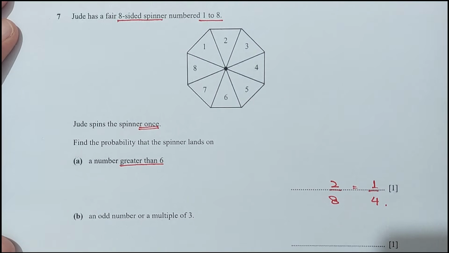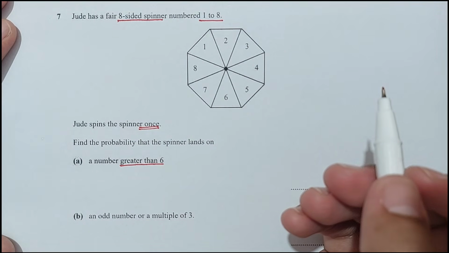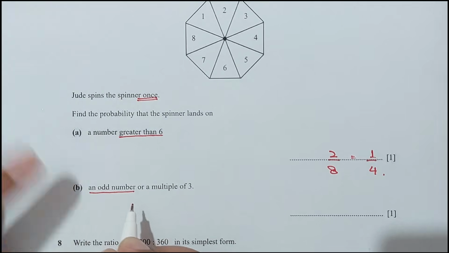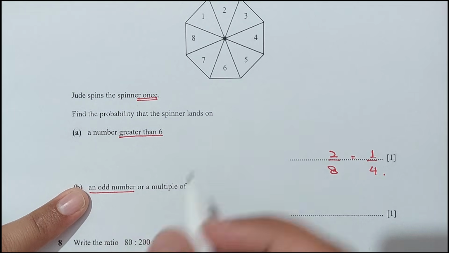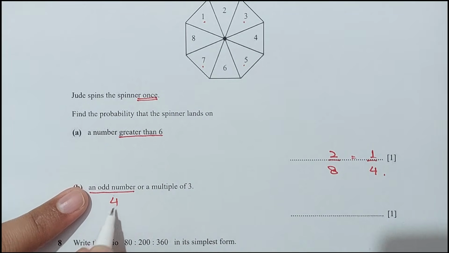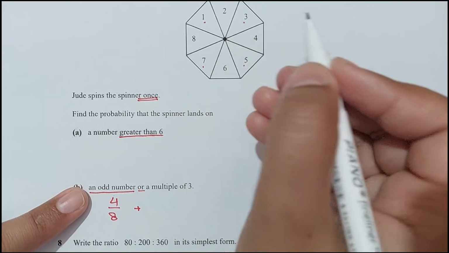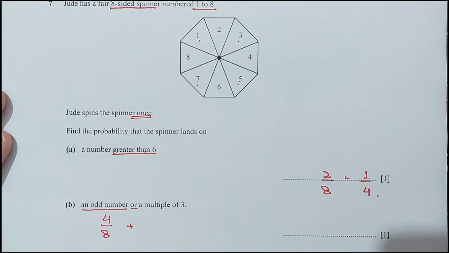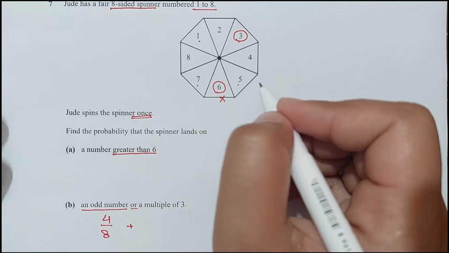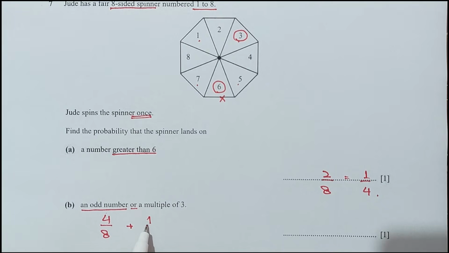Okay, odd number or a multiple of 3. So what are the odd numbers? Or the multiple of 3. Okay, first we have to find the probability for the odd numbers. How many numbers are odd? 1, 3, 5, 7. 4 numbers are odd out of 8 numbers. Or means we do plus multiple of 3. So the multiples of 3 are 3 and 6, but 6 is not an odd number. So just one multiple of 3 we have to pick, which is odd as well, out of 8. So the answer is 5 by 8.